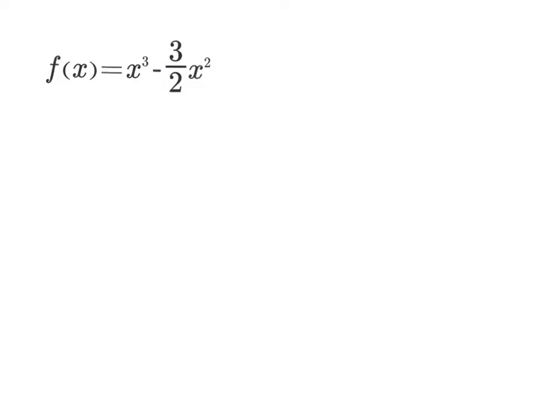So here we have a function, x cubed minus 3/2 x squared. We're going to find out where this function is increasing and where it is decreasing. So we're going to need to know where to look, and that would be at our turning points. We want to see where our function changes direction, which would be at our critical numbers. So we first find our derivative.